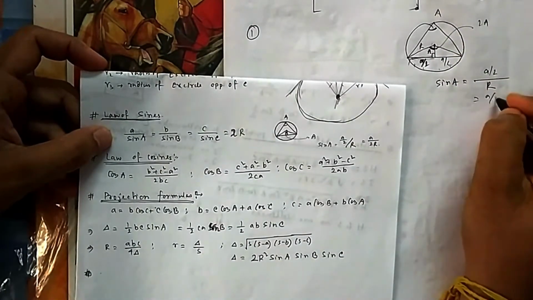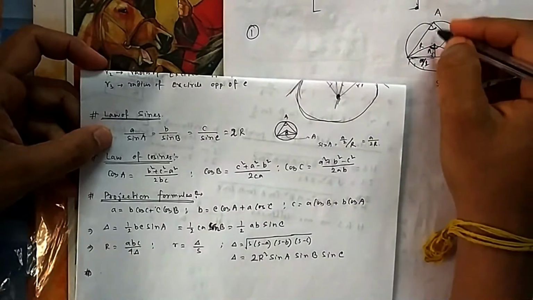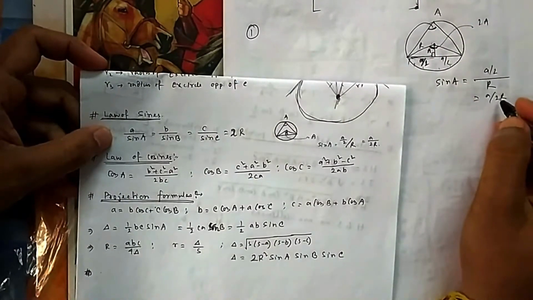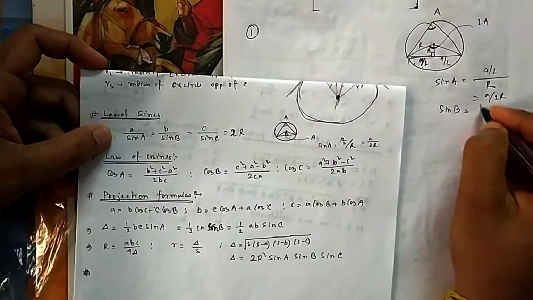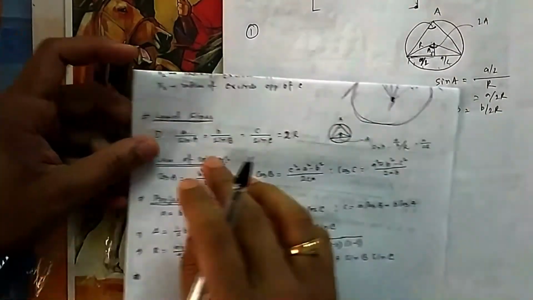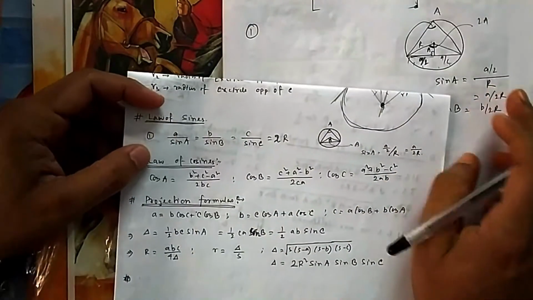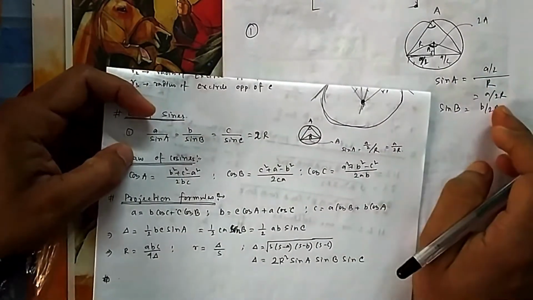So sine A is a by 2R. Similarly, if you try from B also, if you draw this side also, you will find sine B is equal to b by 2R. Similarly, sine C. So from that you write this. What will be 2R? 2R is a by sine A. What will be 2R?